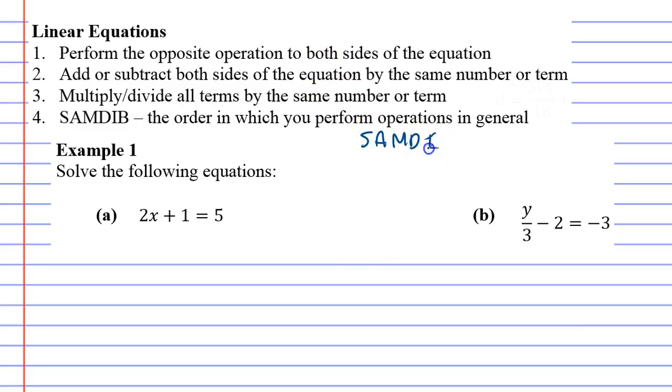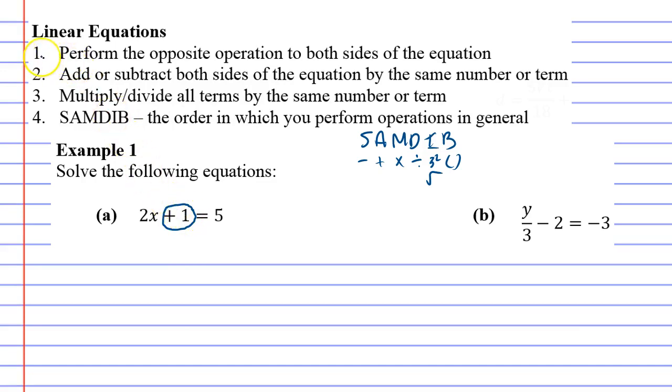SAMDIB stands for subtraction, addition, multiplication, division, indices, and brackets. Now, you probably won't see indices very often. But anyway, if you look at SAMDIB, it tells you that subtraction and addition are the very first things you're going to focus on. So we're going to focus on the addition, the part that says adding 1, because you always do addition and subtraction first with this.